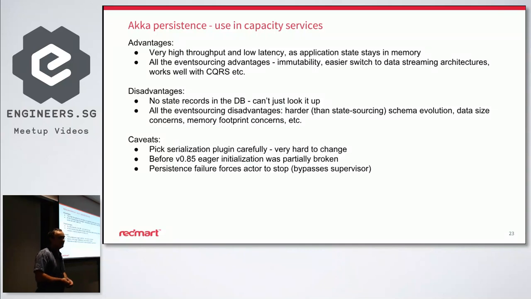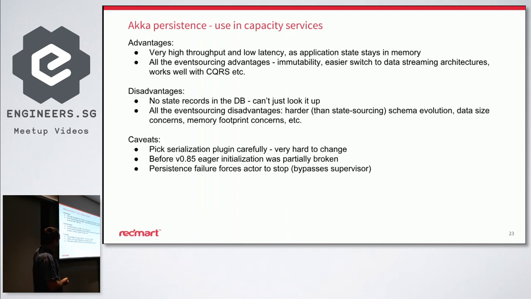No state records in the DB, so you cannot just go there and look at what your application state is right now. Especially if you're using binary serialization, you cannot even tell what the events are without the support of special tools. So pick the serialization plugin carefully. It's very hard to change because the idea is that all your events are available from the beginning of time. I think we did not a very good job here because we used Kryo, which is a binary serialization that's very specific to Java, so it's not even protobuf. I think Akka suggests protobuf as a first serialization choice. We chose Kryo. We suffer a little bit.